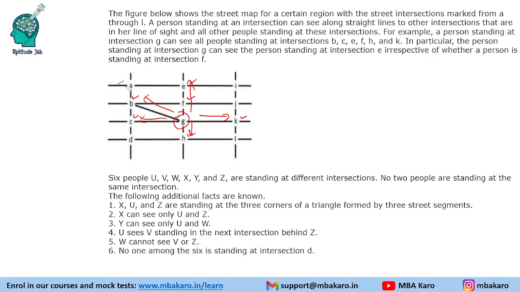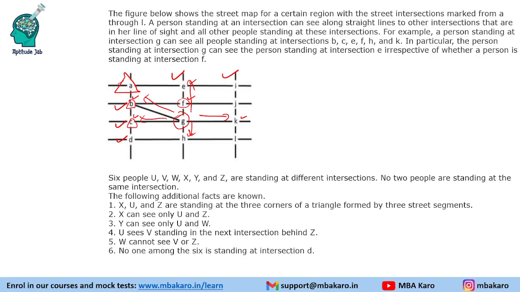Now one thing to note here is in particular the person standing at G can see the person standing at intersection E irrespective of whether a person is standing at intersection F. So even if a person is standing in between, the person can see the other person. Suppose there is a person at A, they can see E and can see I, can see B, C and D. So even if people are standing at B and C, the person can see D.